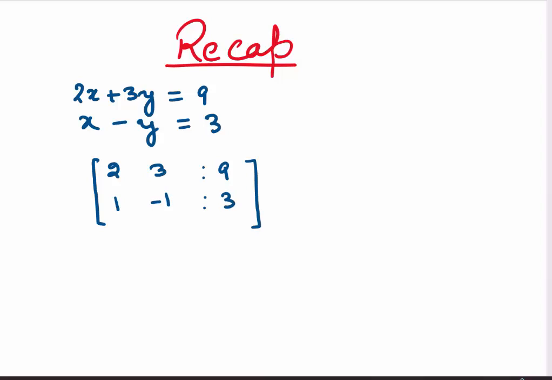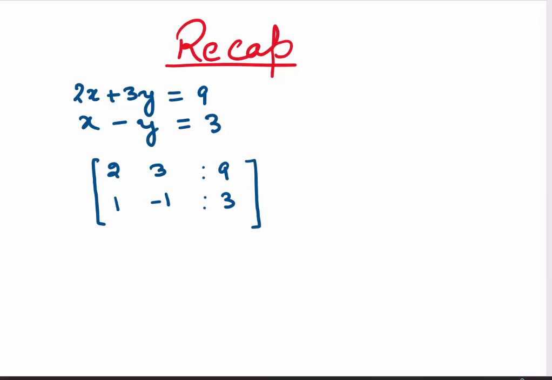So what have we done? We have just picked the coefficients from the two equations and put them in square brackets. What you get is a matrix. Here we have maintained the order. We have written the coefficients as they were given in the equations.